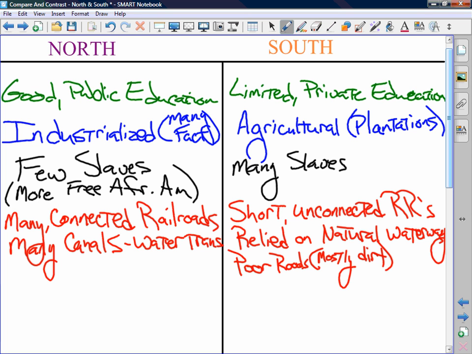The northern roads, while they were still mostly dirt, it was a good system of roads. The roads were good and maintained, meaning they didn't all have grass and everything growing through them. In the south, they would have lots of dirt roads and there'd be grass and everything growing through them. The North's dirt roads are similar to the dirt roads that we have today. Okay.